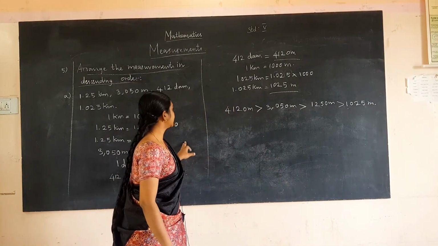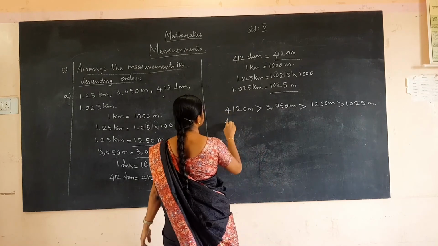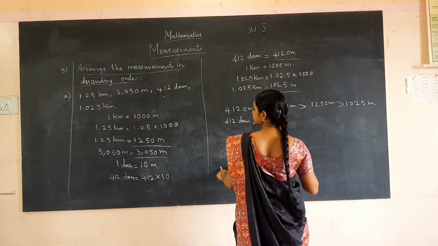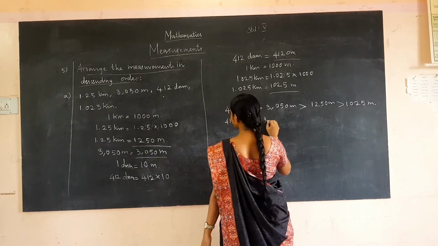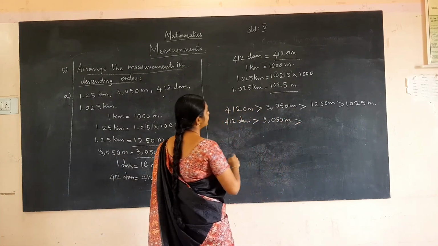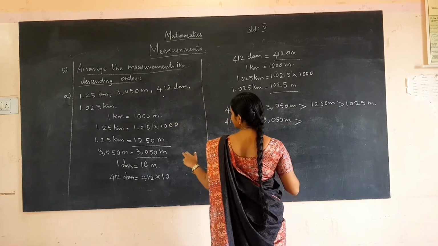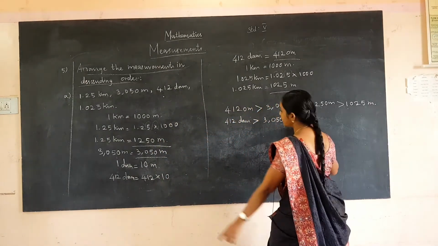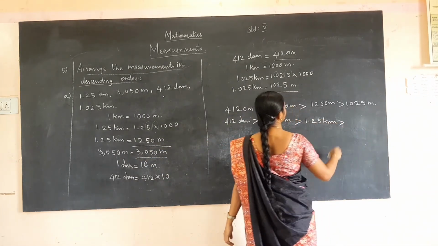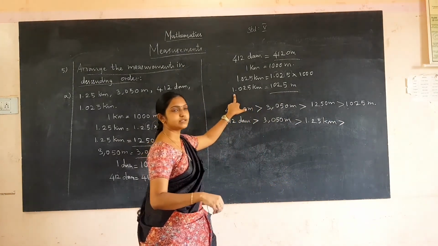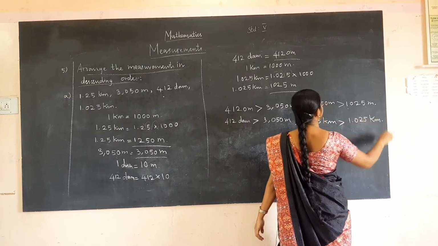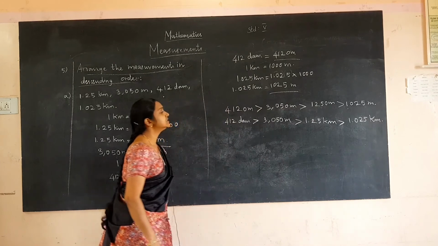Write with the numbers that are given in the question. It is 412 decameter. This is what is given in the question, so keep that as it is. For 1250 it is 1.25 kilometer, and for 1025 meter it is 1.025 kilometer. So we have converted and arranged them in descending order.